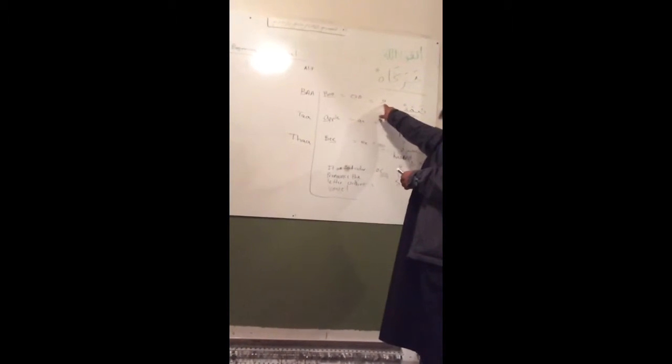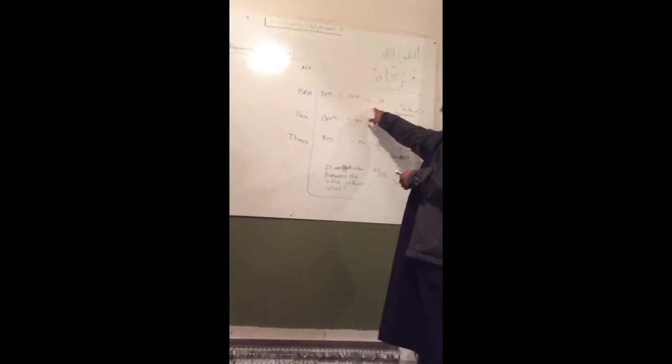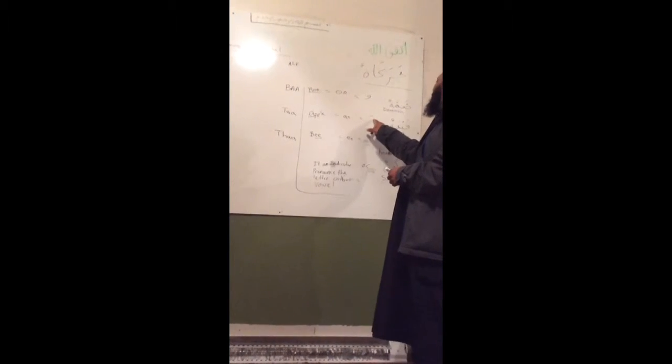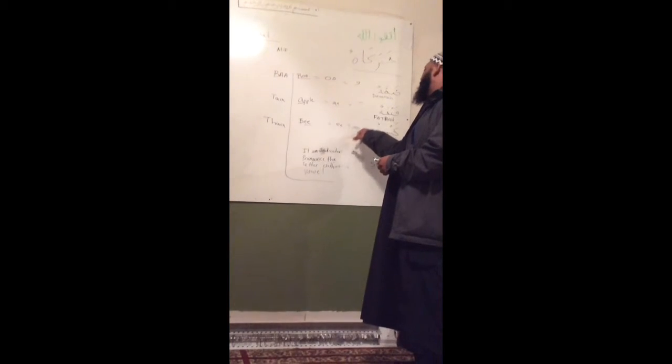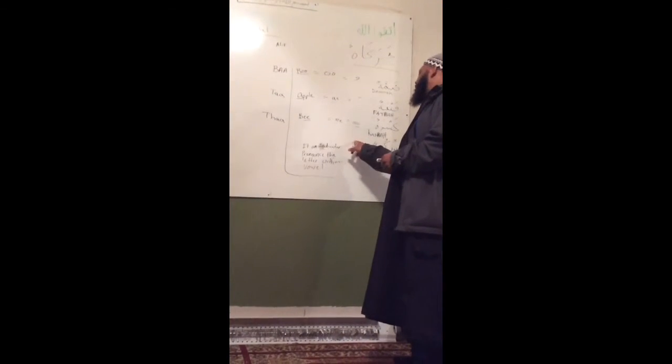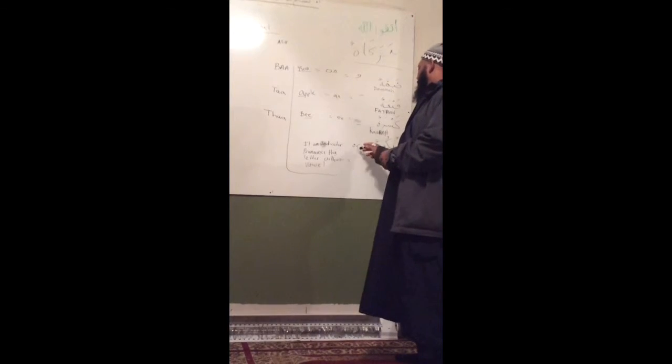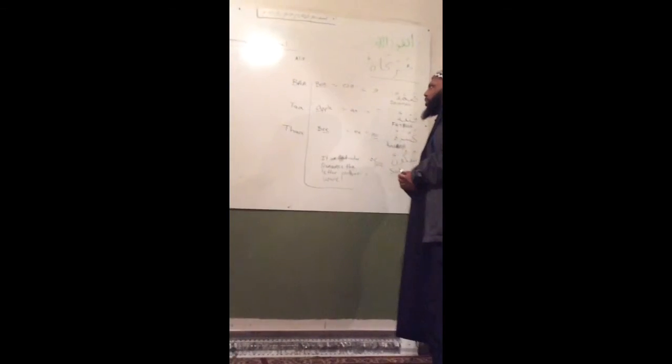Now, Dhamma looks like a little backwards 9, you would say. Fatha sits over top of the letter. Kasra sits underneath the letter. And Sukun sits over top of the letter. And it's either one of these 2 shapes. You either see one of the 2 shapes.